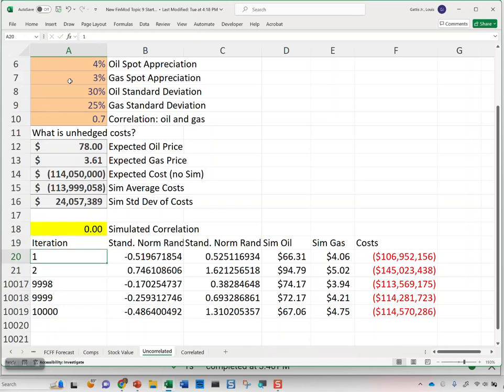But here's what I did. I'm not going to use a macro. I've numbered this array here, 1 through 10,000. Notice I've hidden rows 22 through 10,016. But here are the 10,000 iterations. And then here is a random standard, we call it a standard normal random variable, NORM.S.INV(RAND()). And then I did another one here. So here are 10,000 standard normal random variables, and here are 10,000 more.